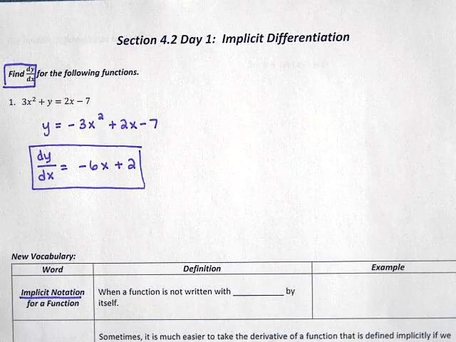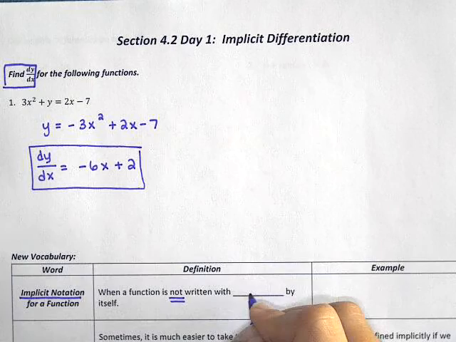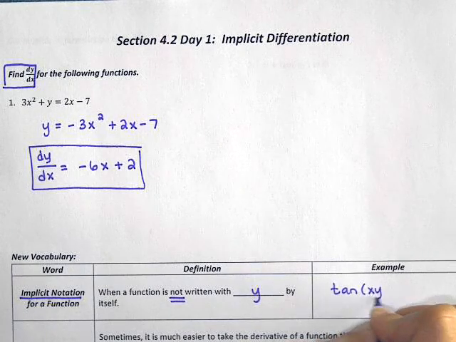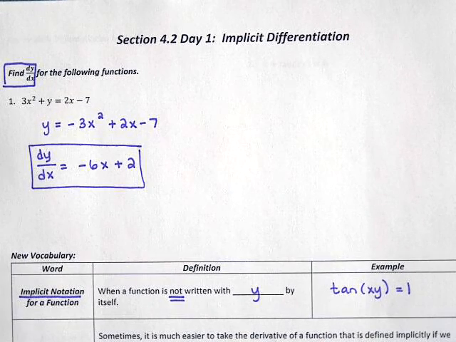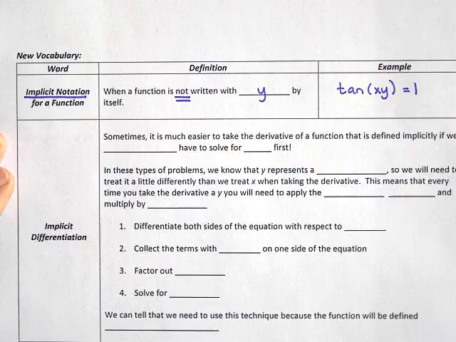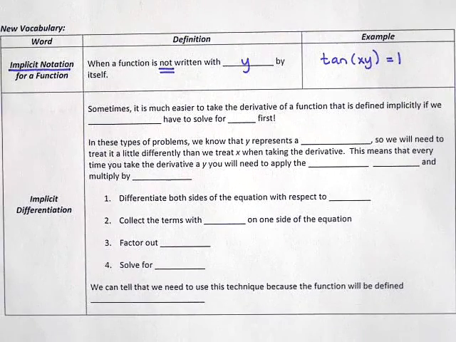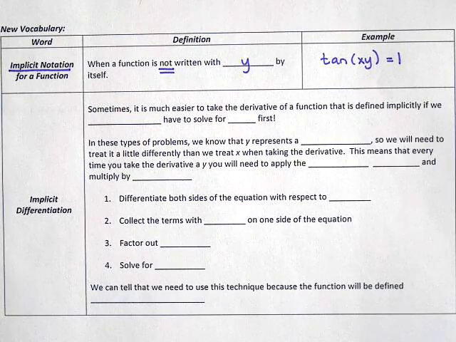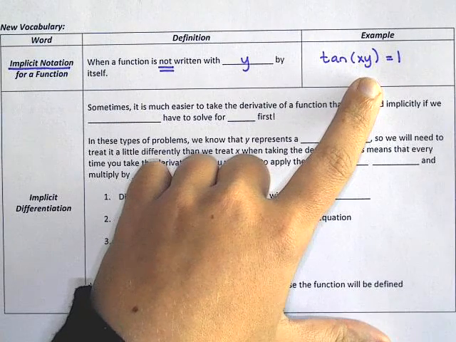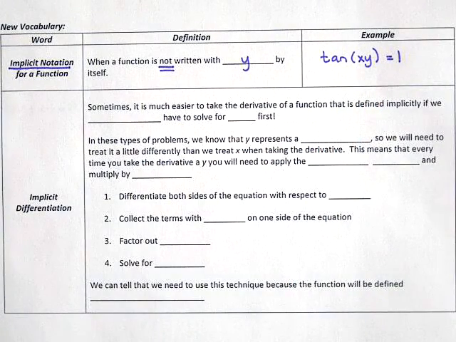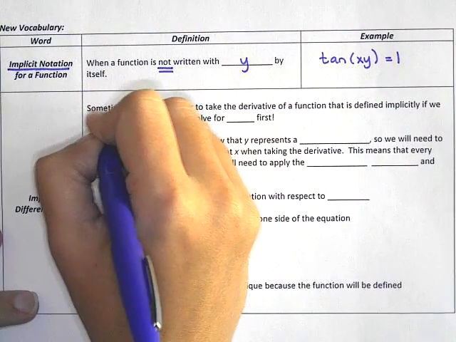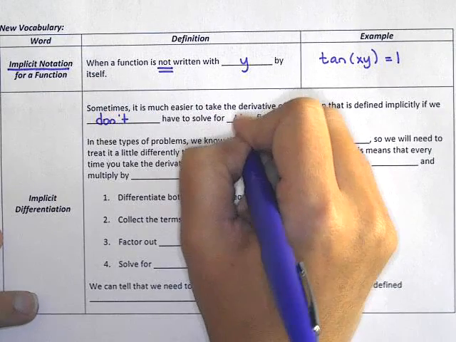Implicit notation means that a function is not written with y by itself. For example, tangent of xy equals 1. The y is not by itself. Now, when we do implicit differentiation, the nice thing about this process is that it doesn't require the y to be by itself when we take the derivative. So it saves us the work of trying to figure out how you would even do that for this problem. Sometimes it is much easier to take the derivative of a function that is defined implicitly if we don't have to solve for y first.